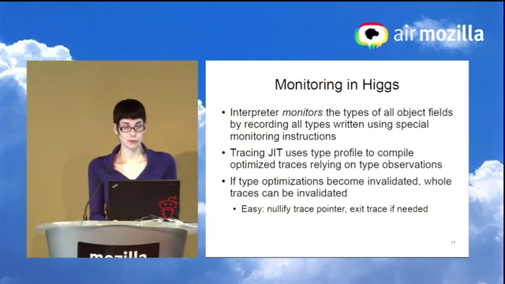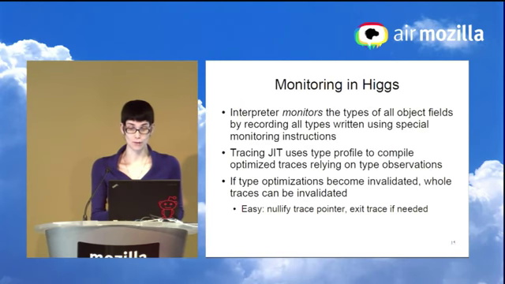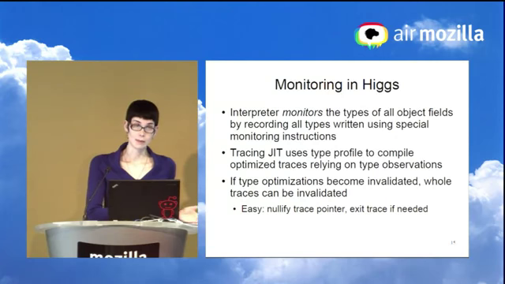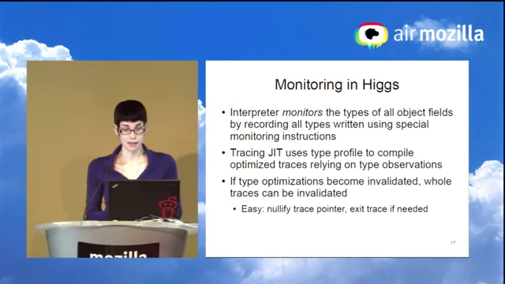So in Higgs, the interpreter is going to monitor the types of all the object fields by recording all types written using special monitoring instructions. So every time that I write to an object property, I want to be able to intercept that and update the type for that property. And then the tracing JIT is going to use this type profile to compile optimized traces that make observations about the types of the program. And of course, these observations might no longer be valid if the type profile changes, and then I'm going to need to invalidate traces to throw them away and maybe recompile new optimized traces.